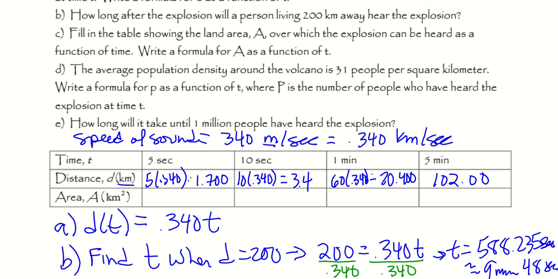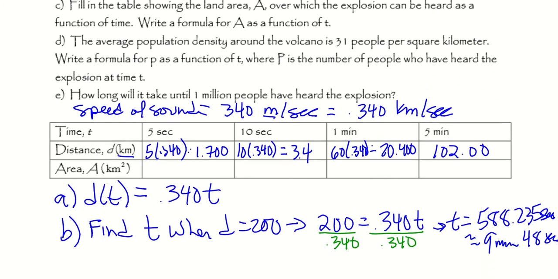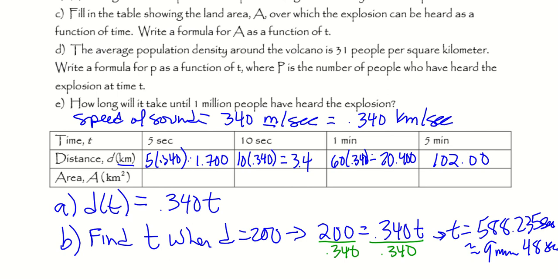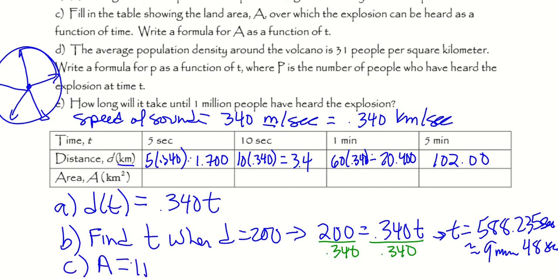All right, now C asks us to find the land area. Well, we know that this volcano, if it erupts here, and that sound goes off in every direction, then the area would be the area of this circular region around it. And we know that the area of a circle is equal to pi times the radius of the circle squared. Well, the distance that this travels is our d, so this would be pi times d squared.